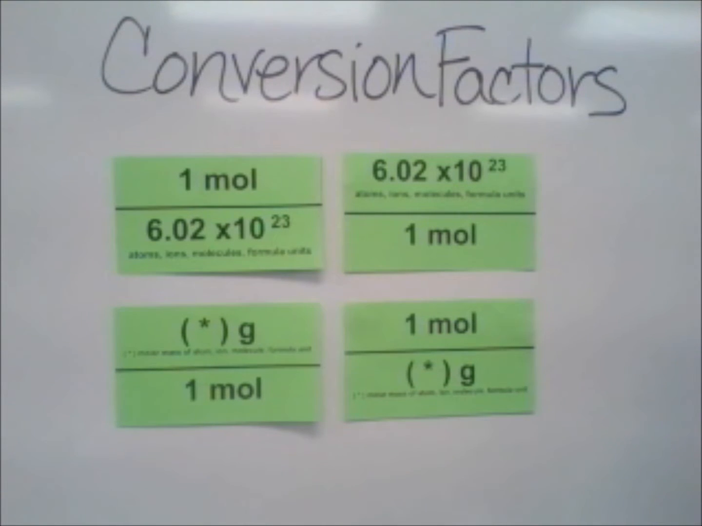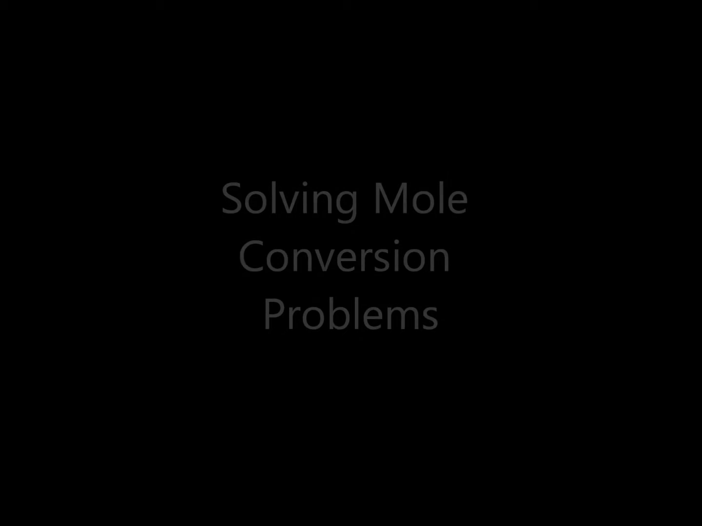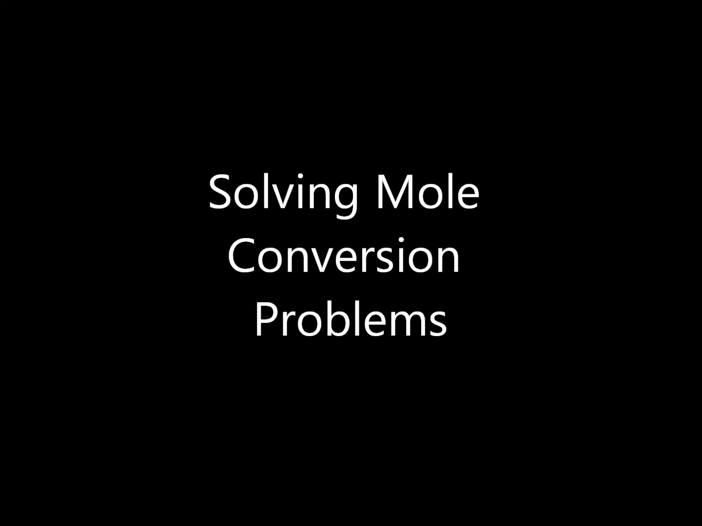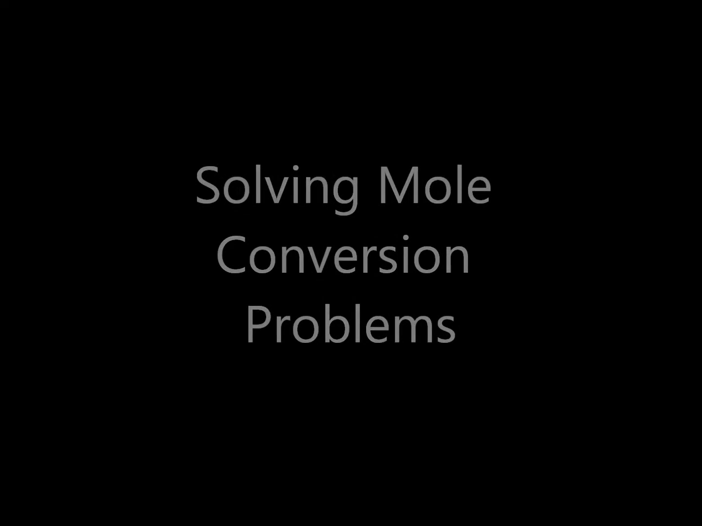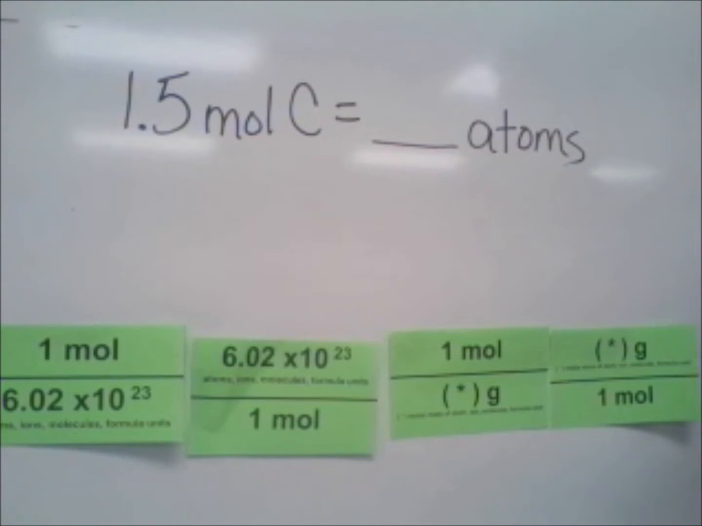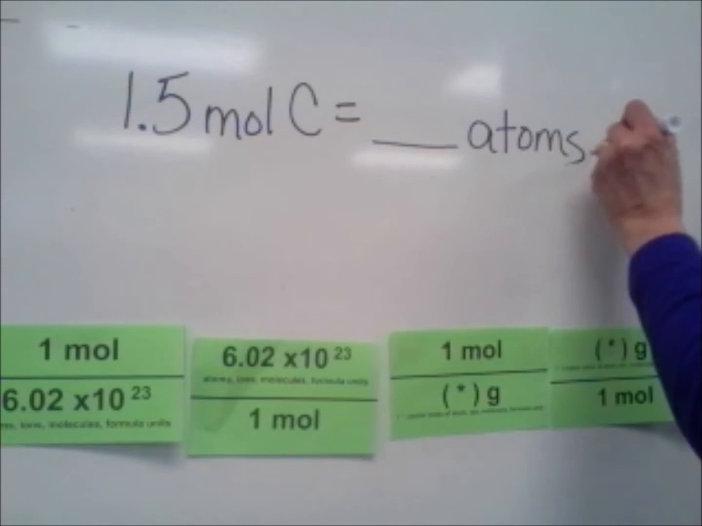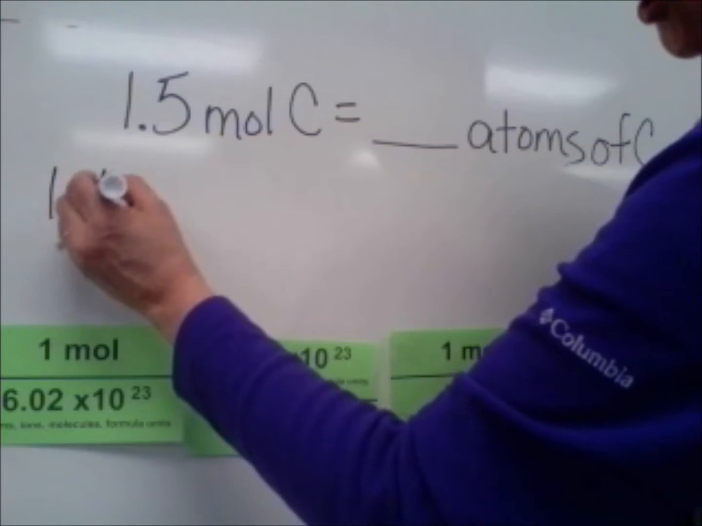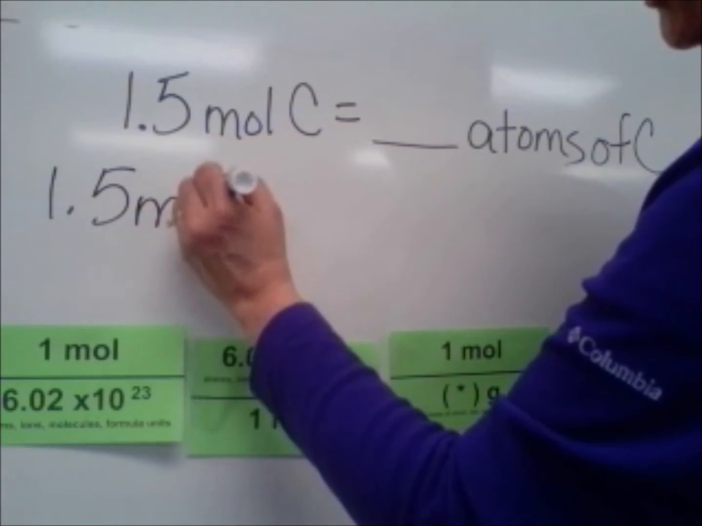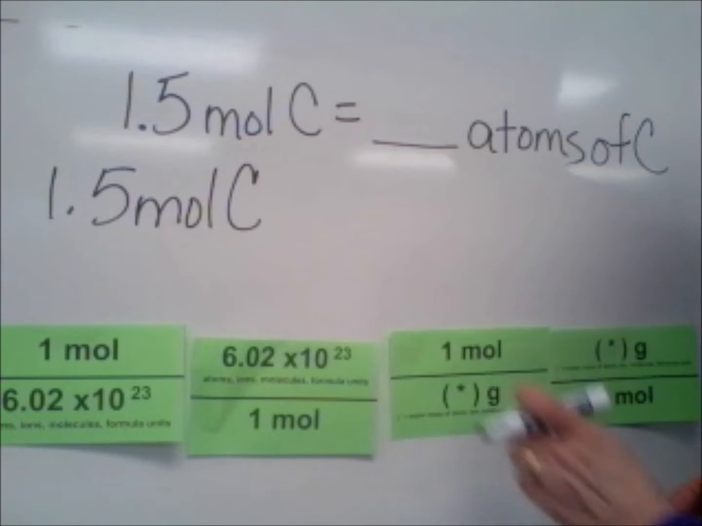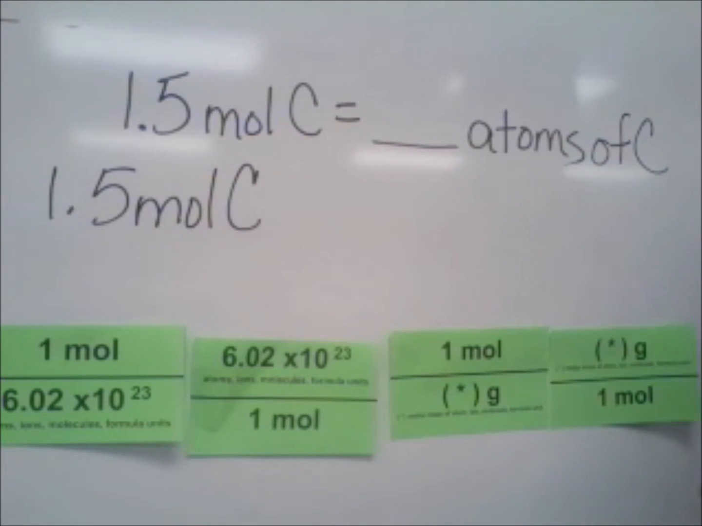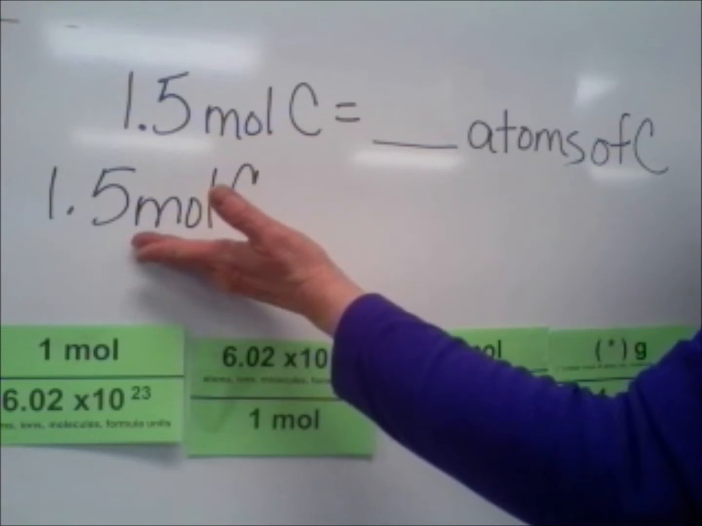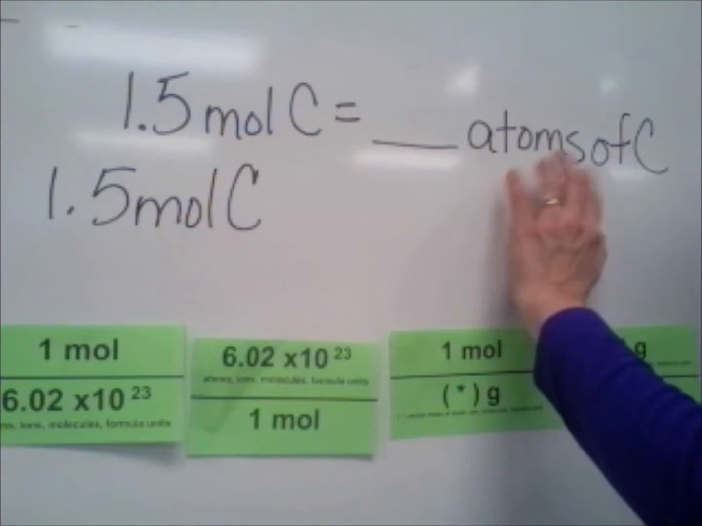So now it's time to solve a few problems. The first problem that we're going to solve is we're going to take 1.5 moles of carbon and convert that number of moles into atoms of carbon. So in dimensional analysis, we always start with the given number, which is 1.5 moles of carbon. And then we have to pick our conversion factor, the one that is going to cancel out the mole and take us to the unit of atoms.